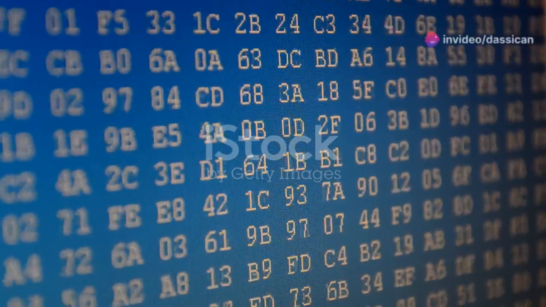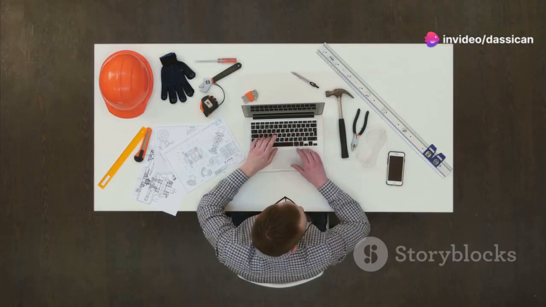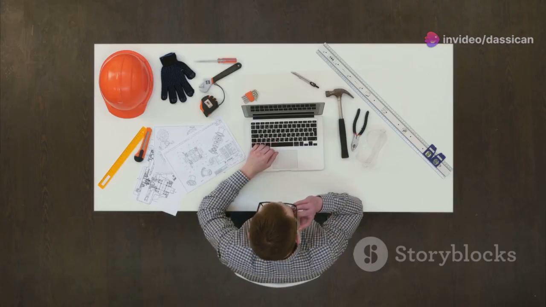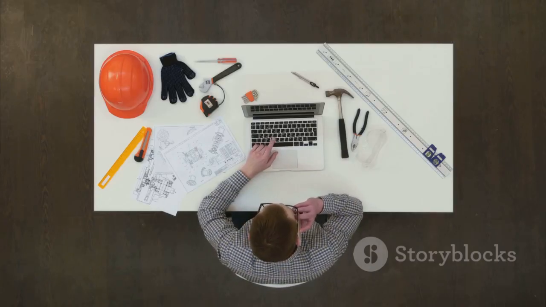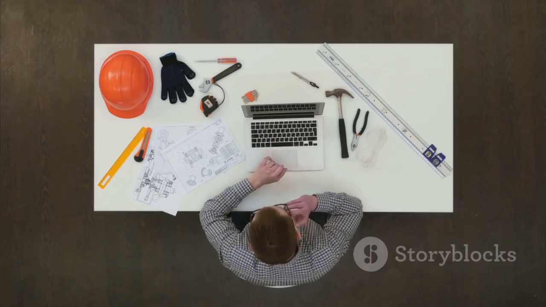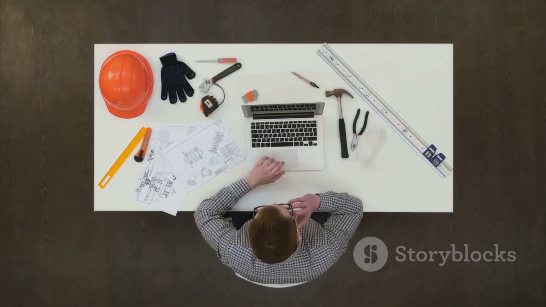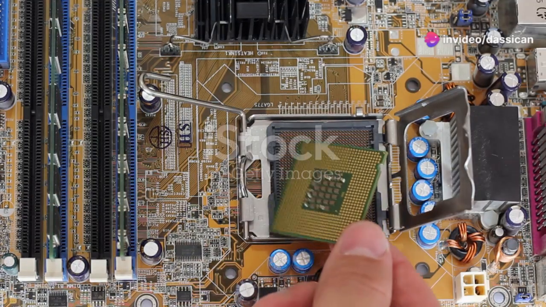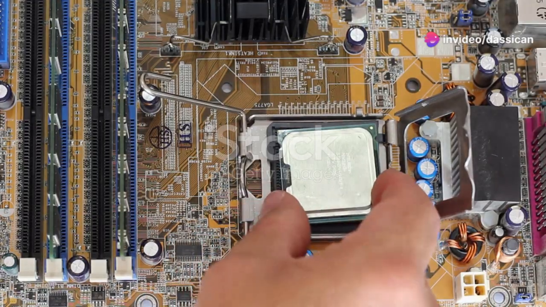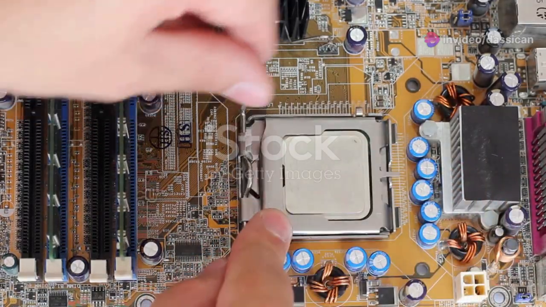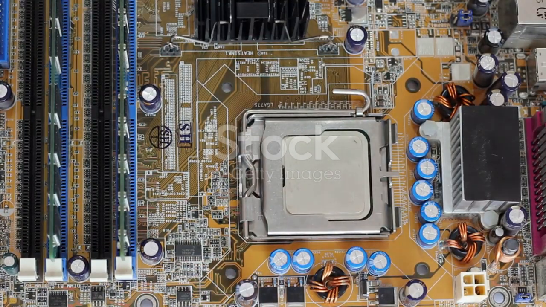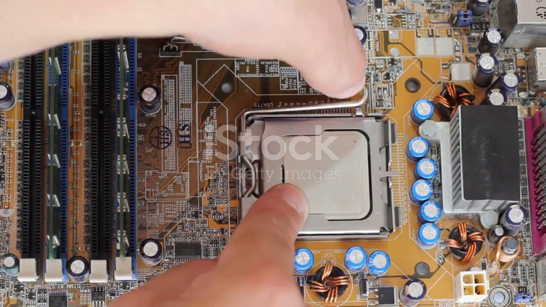The journey begins with the creation of an instruction set architecture, or ISA. This is a contract of sorts between the software and the hardware. It outlines the machine language that the CPU will understand and the types of operations it will perform. The ISA is crafted by highly skilled architects who ensure it's robust yet flexible, efficient yet versatile.